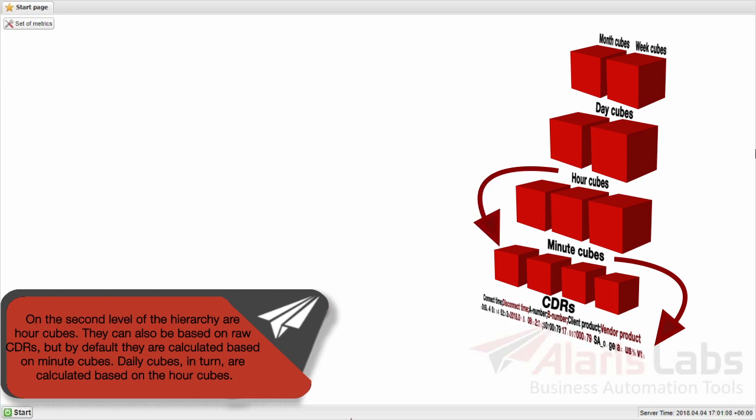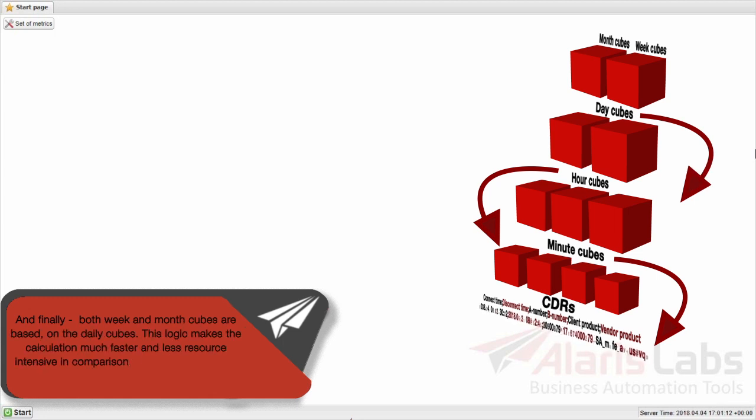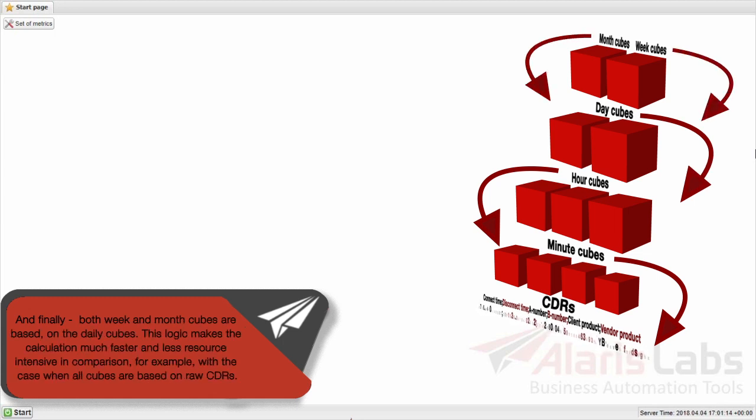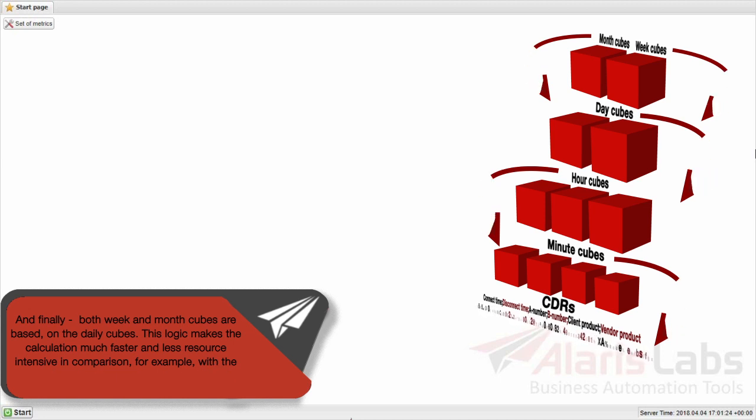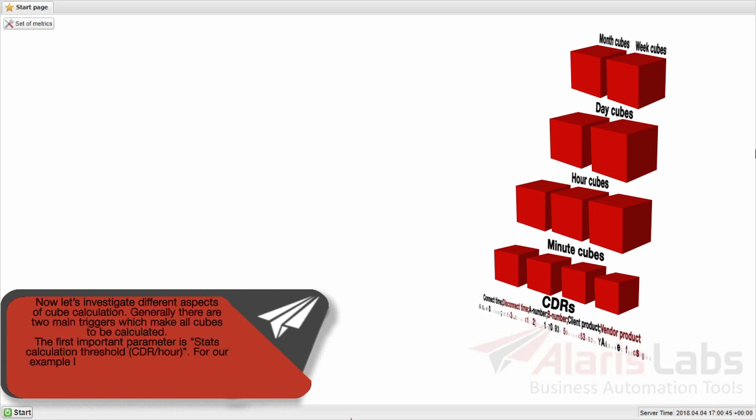Daily cubes in turn are calculated based on the hour cubes. And finally, both week and month cubes are based on the daily cubes. This logic makes the calculation much faster and less resource intensive in comparison, for example, with the case when all cubes are based on raw CDRs. Now let's investigate different aspects of cube calculation.